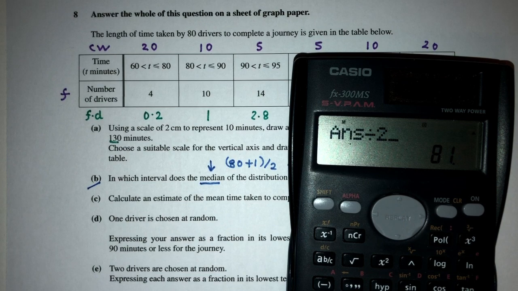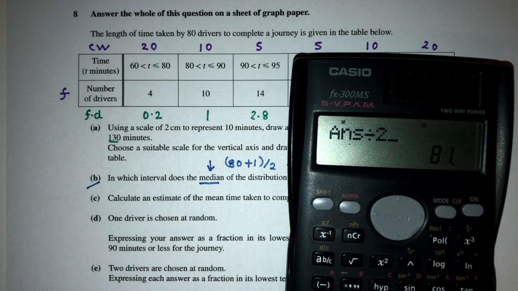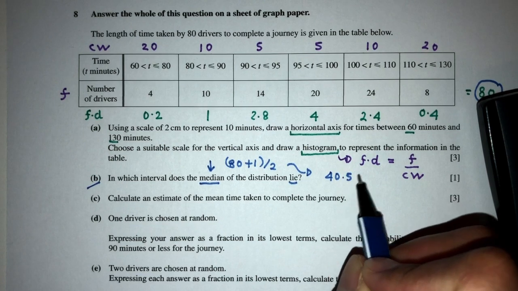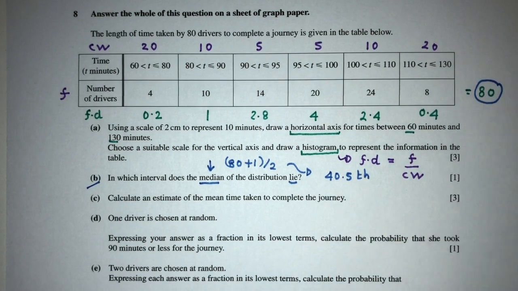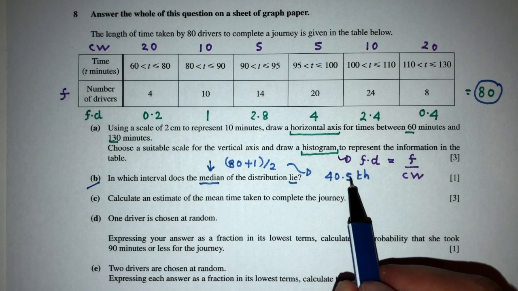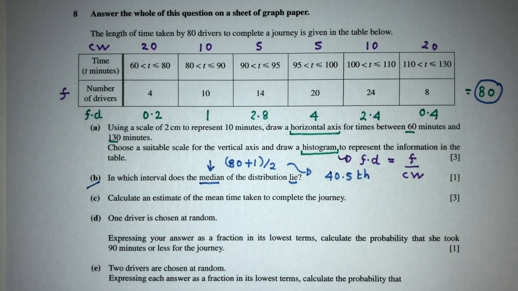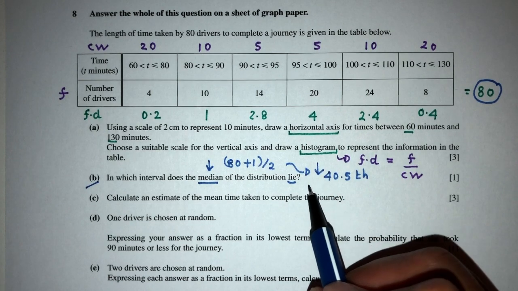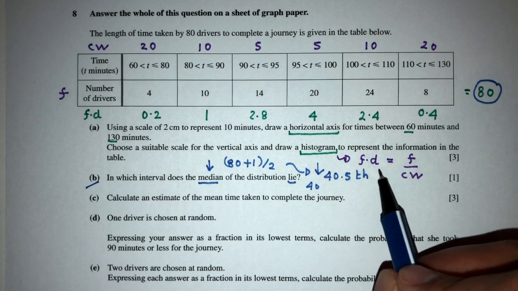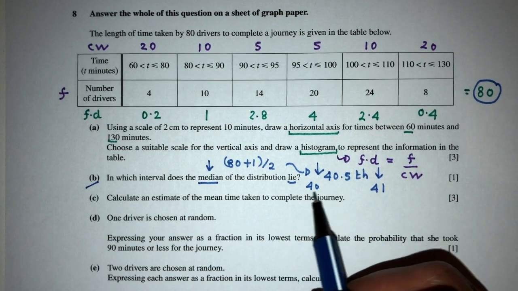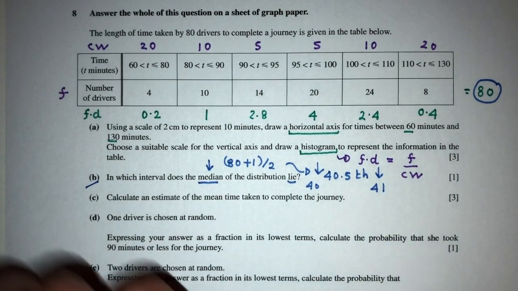For histogram and for list of numbers, you will have the 40.5th value. Now, of course, it is not possible. You cannot find a 40.5th driver. You cannot take half a driver, obviously. What it means is it will be the average. Before that is 40. After that, we have 41. So basically, it will be lying between the 40th and the 41st driver.